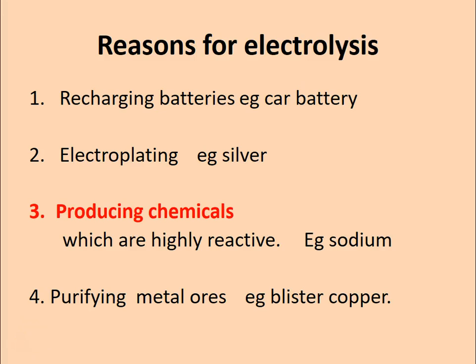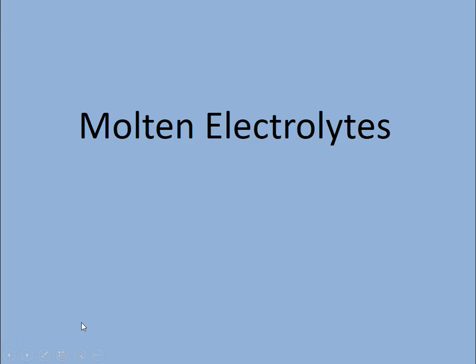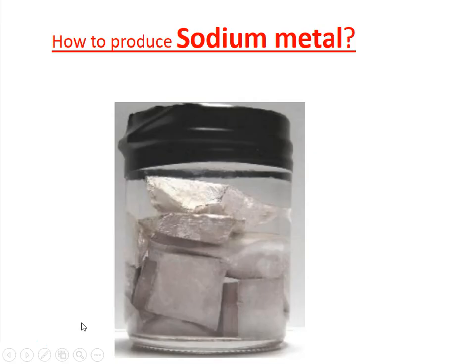This video is looking at the third reason for electrolysis, producing chemicals. This is the second one of these. It's looking at molten salts as an electrolyte when there's no water present. So the salts have been melted, so they've been turned into a liquid. We're looking at producing sodium, magnesium and aluminium metals. So these are molten electrolytes.